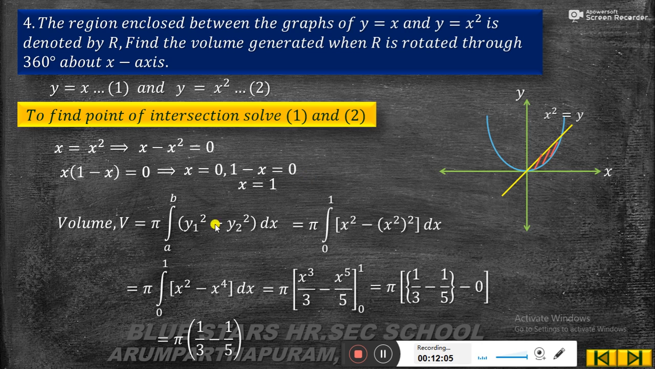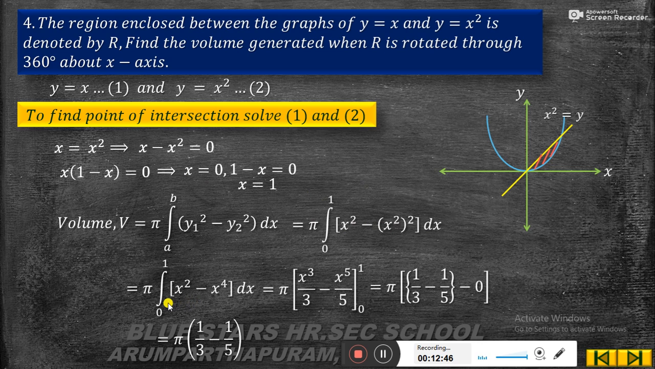Therefore volume equals pi into the integral a to b of (y1 square minus y2 square) dx. This is the volume. So pi into the integral a to b of y1 square minus y2 square dx, equal to pi into, the limits are 0 to 1. Here y1 means x, and y2 means x square, so (x) square minus (x square) whole square into dx.